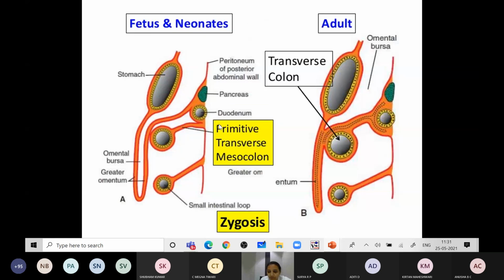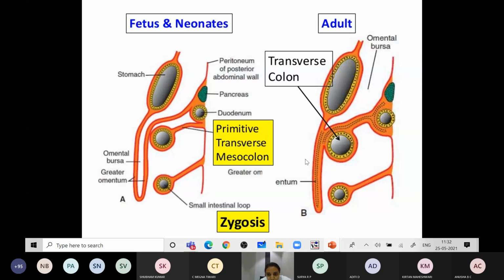Then this you already know, like before puberty and after puberty, between the second and third layers there is a space of the lesser sac. But after puberty, the second and third layers get fused with each other. So the space of the lesser sac is reduced. And also, the fourth layer of the greater omentum gets attached to the upper layer of the primitive transverse mesocolon by a process of zygosis.